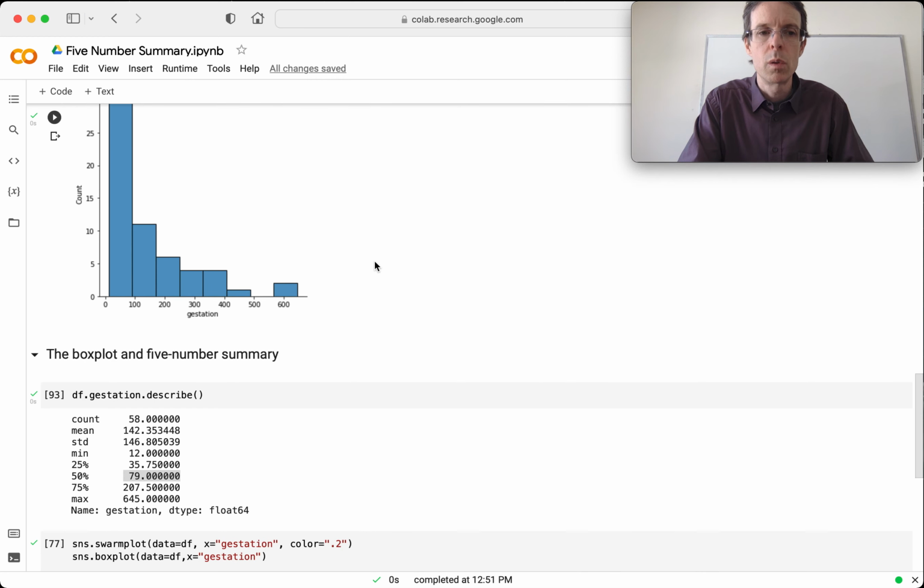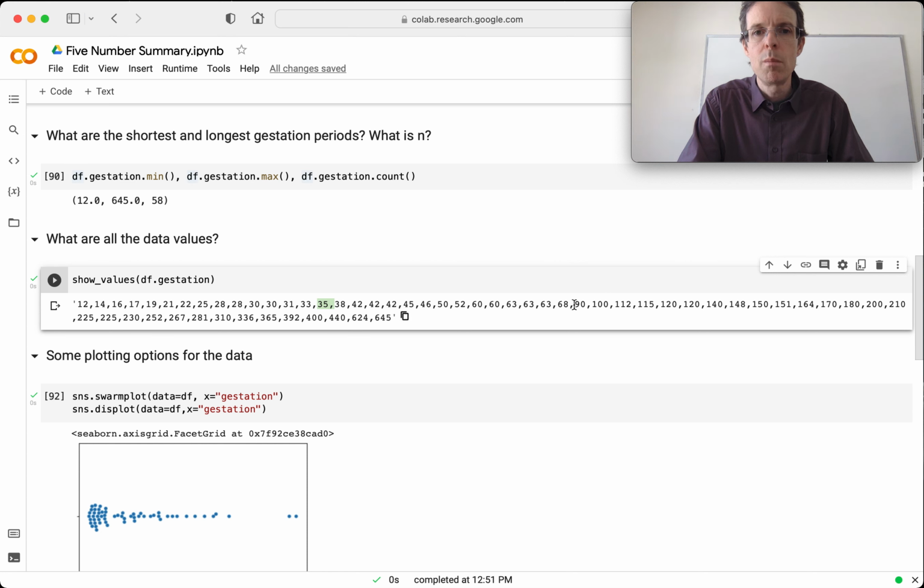And that leads us to Q3. Q3 is the median among the right half of the data, and so it's a typical high value.